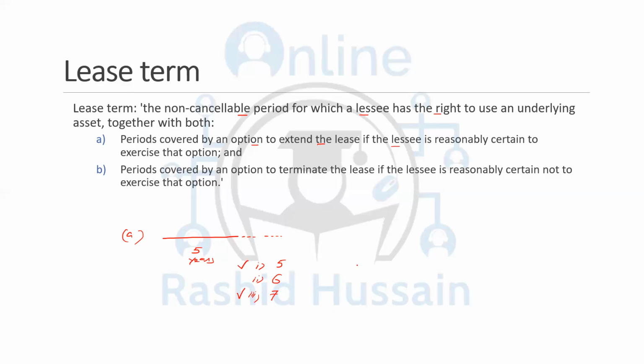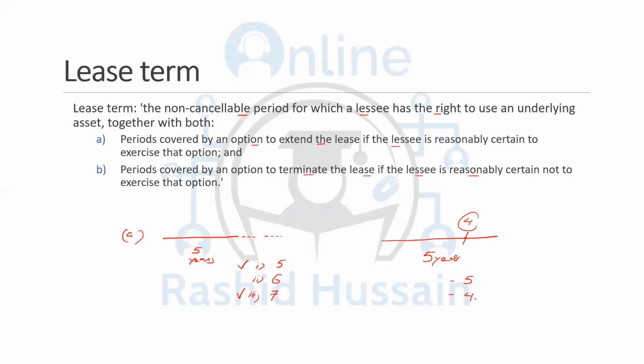The second part, B, periods covered by an option to terminate the lease if the lessee is reasonably certain not to exercise the option. Now, that simply means, for example, another 5 year period, and in that case, the lessee has the option that they can terminate the lease after 4 years. Now, if they believe that they will not be terminating the lease, then that means 5 years. If they believe that they will be terminating the lease after 4 years, then 4 years.